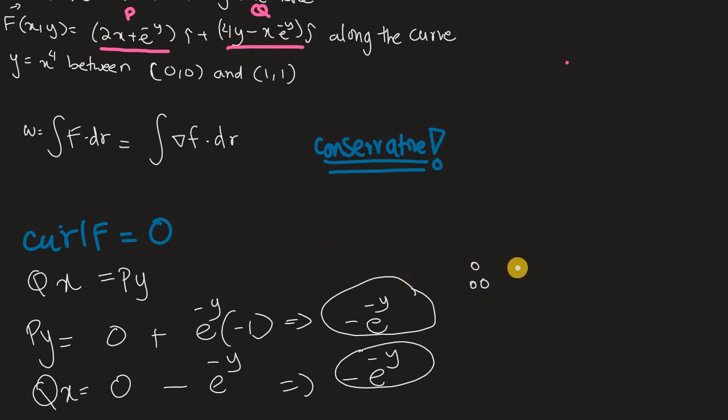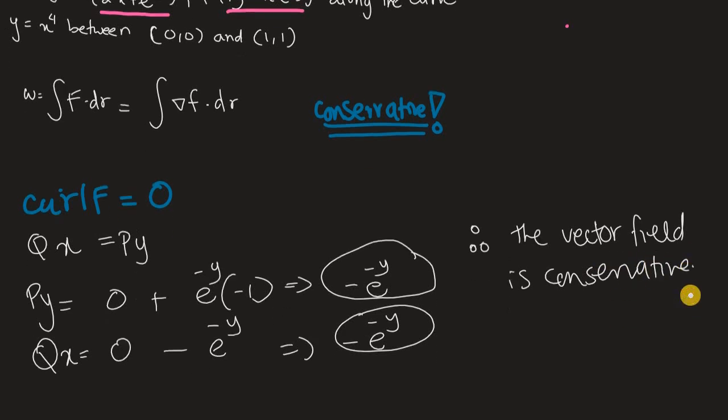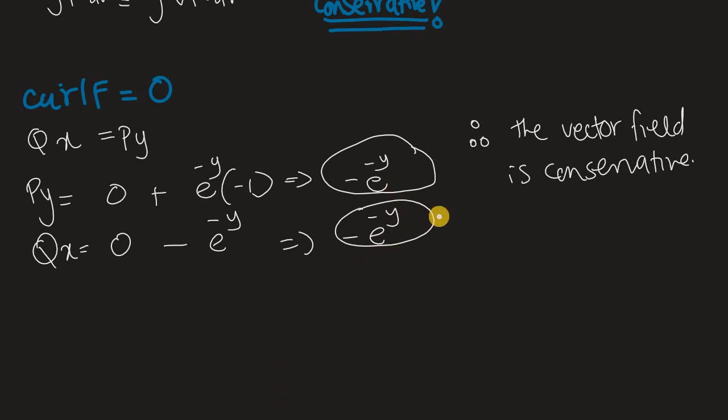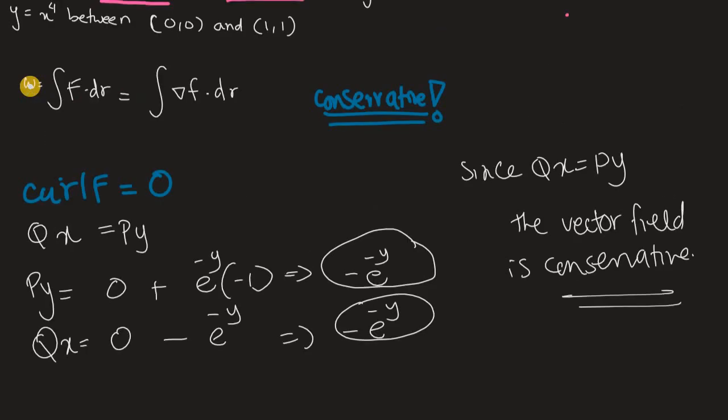So you can say therefore the vector field is conservative. Okay, so now since q_x equals p_y, okay, now what do we do next? So once we have proven that the vector field is conservative, this is the first step that you have to do. Okay, so the next is the calculation of the work.